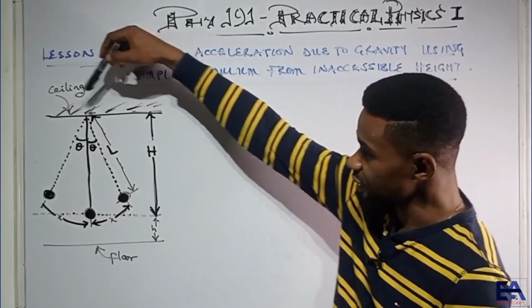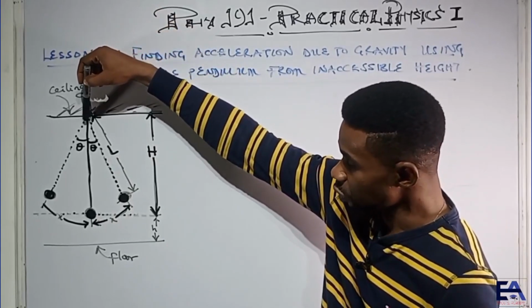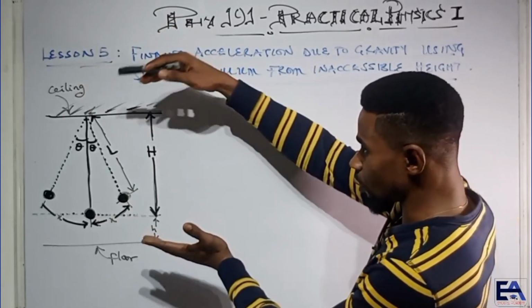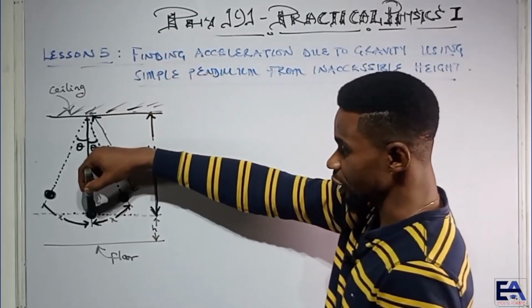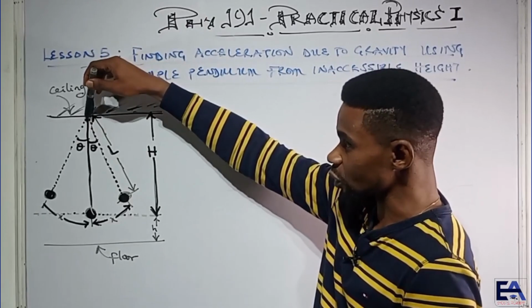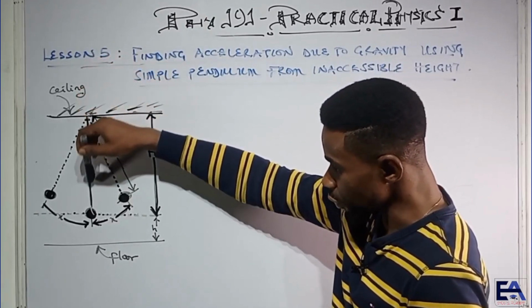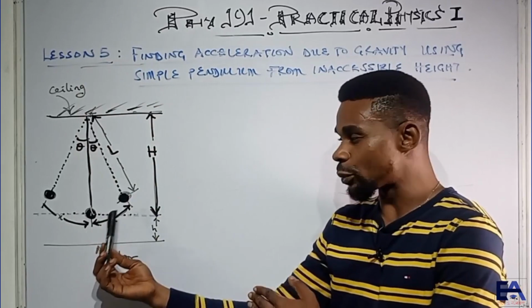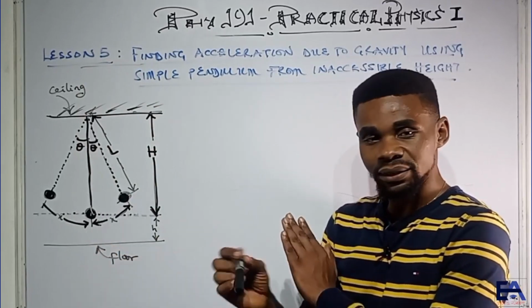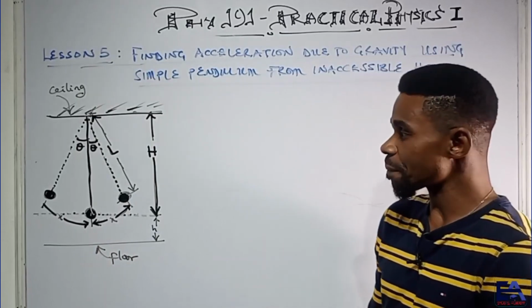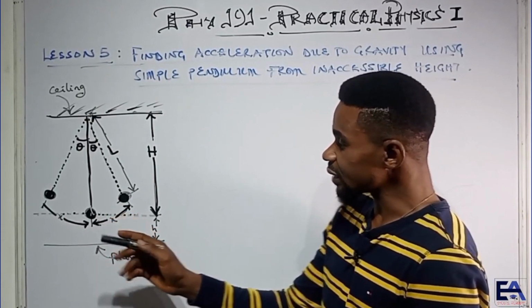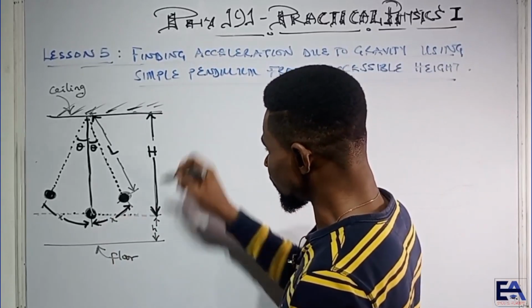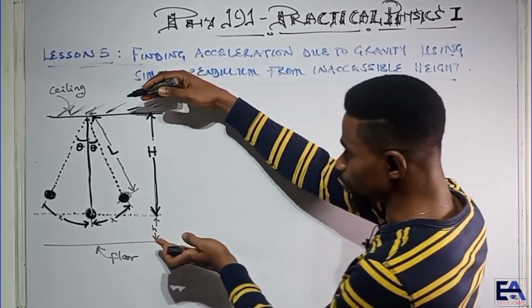Looking at what we have here, this is the ceiling, and this is the floor. So this is more like a room with a long rope that is hung somewhere at the ceiling and then brought down to this equilibrium position. This equilibrium position is the neutral position, when the pendulum is not swinging.